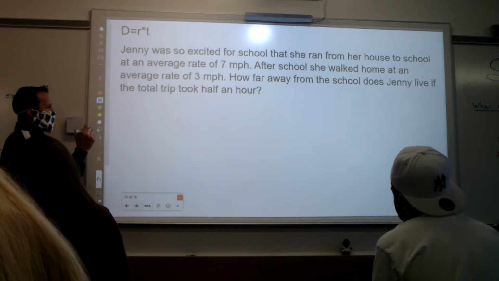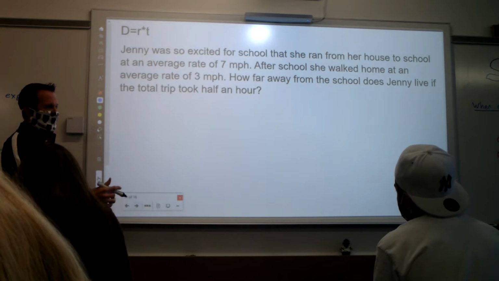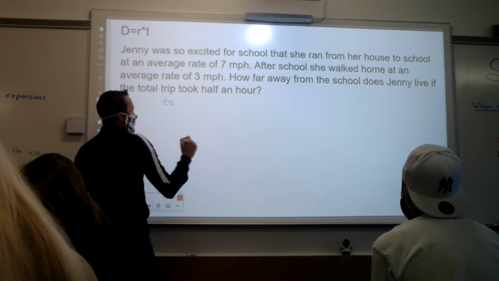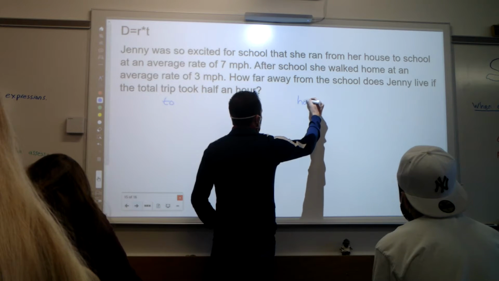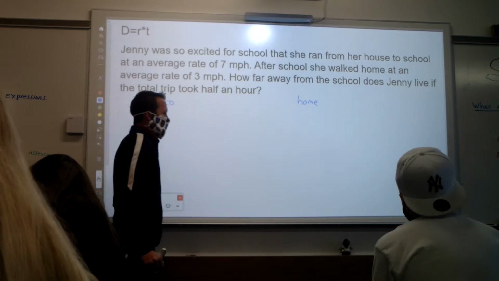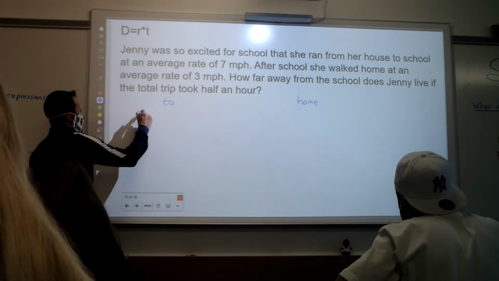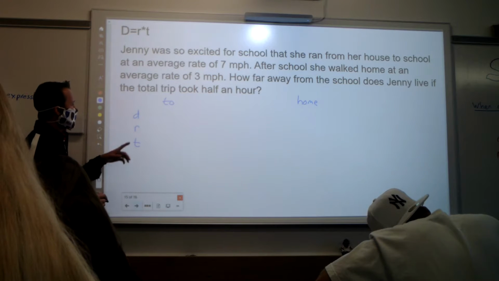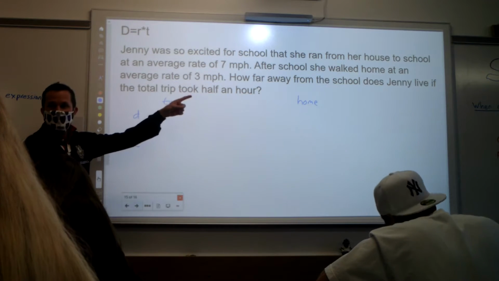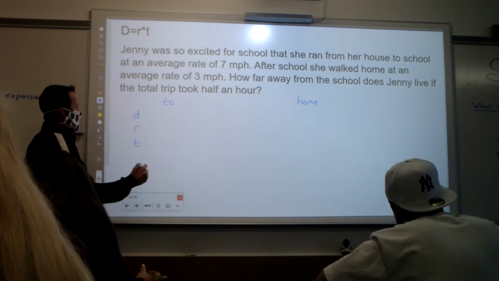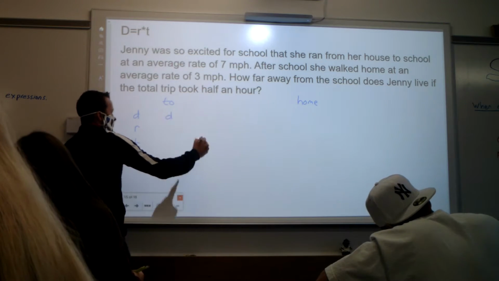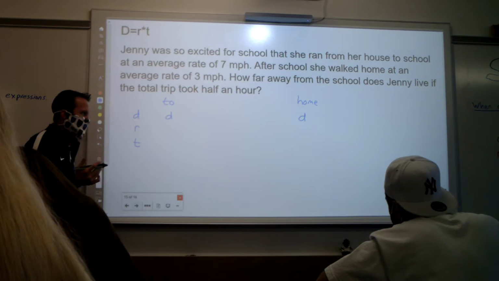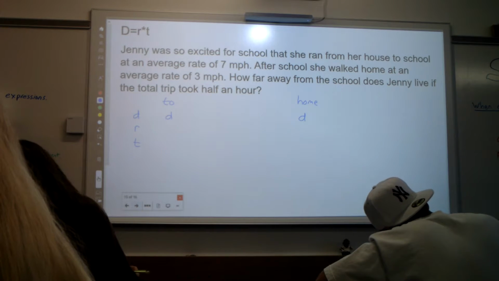Well, let's talk about it. So there's two things going on here, right? When Jenny's running to school and when Jenny's coming home from school. Now, let's go through each variable here. We've got a distance, rate, and time. Is the distance to school the same as the distance home from school? So I'm just going to put that as a variable d, okay? So it's the same distance. We'll use that d.